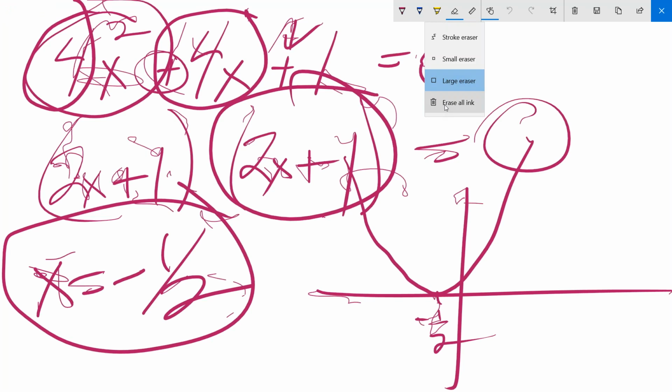Apologize for this scribbling that appears. I haven't quite figured out what to do about that. But all right, what else you got? Let's do one more of those.